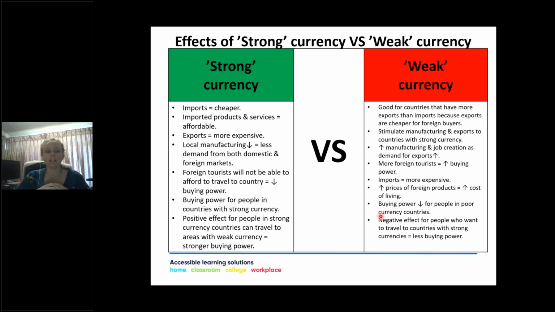So if we take, for instance, a South African tourist traveling to the United Kingdom, our currency is weaker than their currency, which means that we must spend more of our South African rands against their currency. Okay, so the buying power for people in countries with a strong currency is better or has a higher value, which means that this has a positive effect for people in strong currency countries. They can travel then to areas or countries with a weaker currency, which means that they have a stronger buying power.